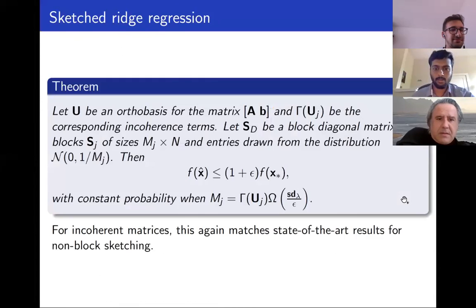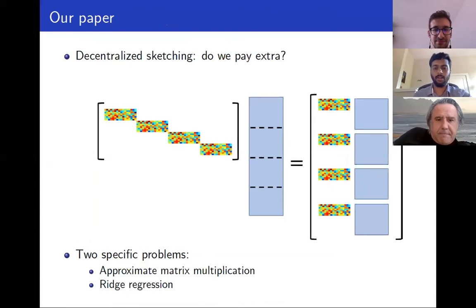So let's see. Let me open the presentation again. So just want to make sure that I understand the question. So we have this figure, right? Right. So can you repeat the question again? So basically, when you're looking at this matrix, it's being done by block.